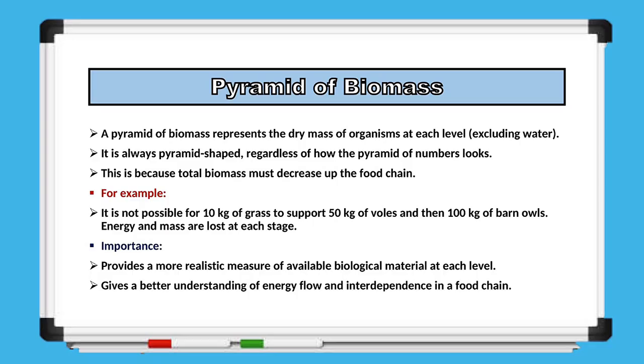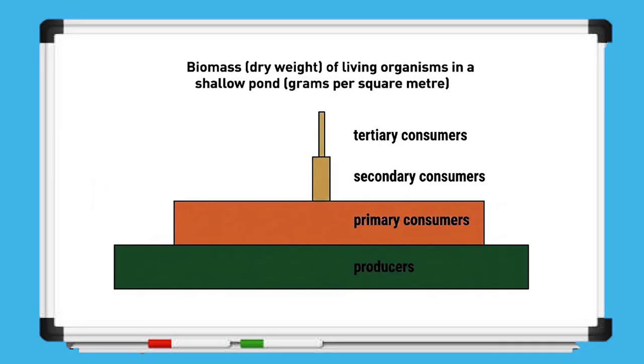Therefore, pyramids of biomass provide a more realistic picture of the amount of living material available at each trophic level and help us better understand the flow of energy and the dependence of organisms within a food chain. As shown in the diagram, the pyramid of biomass for a shallow pond ecosystem follows the typical pyramid shape.